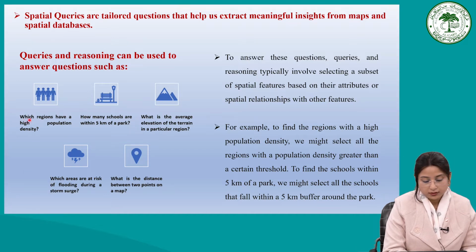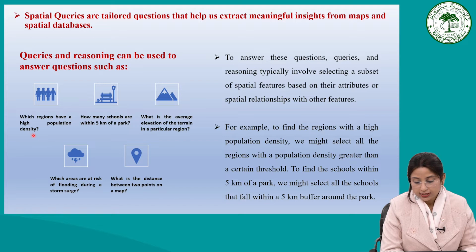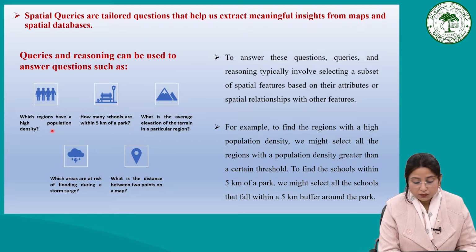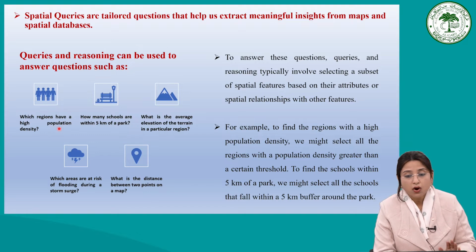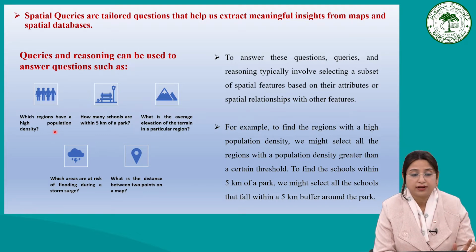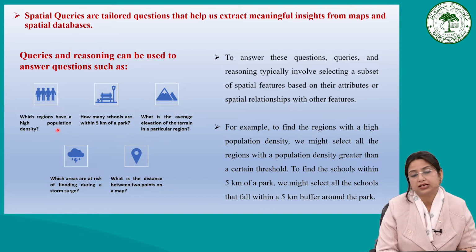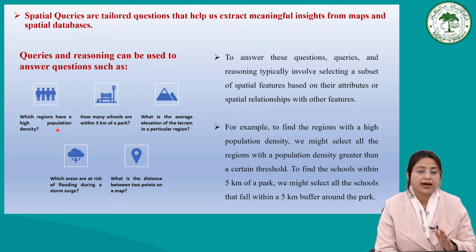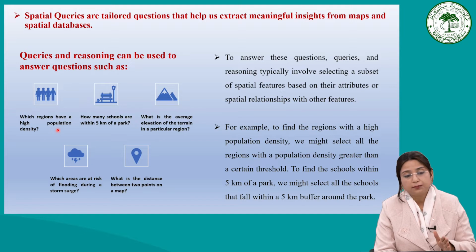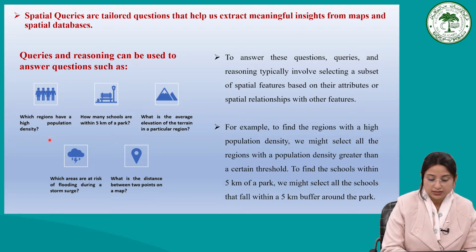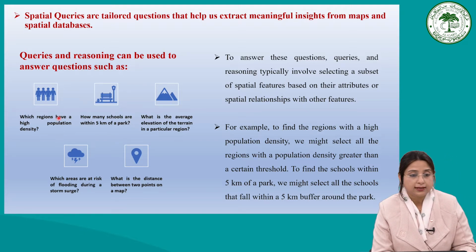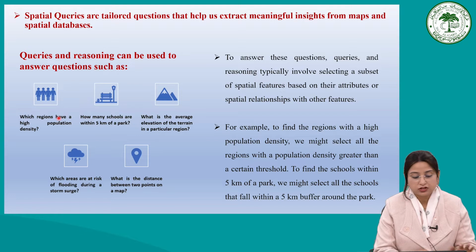So, if we are talking about which regions have a high population density, to find this, we have to select all the regions having the population density greater than a certain threshold. Suppose we give the threshold of 500 per square kilometer, then the regions having a population density above 500 per square kilometer may be included in the regions having high population density. So this is a simple query that is generally included in spatial analysis.